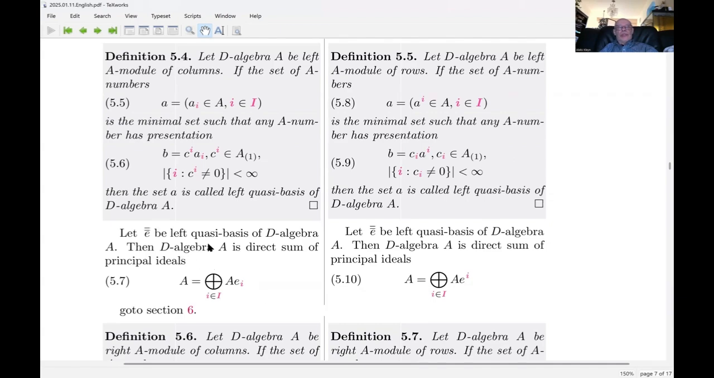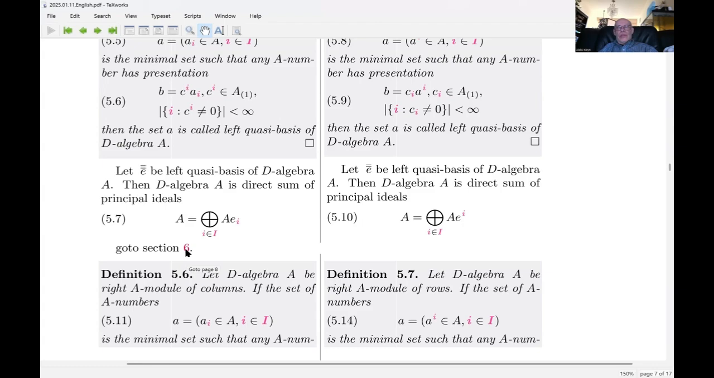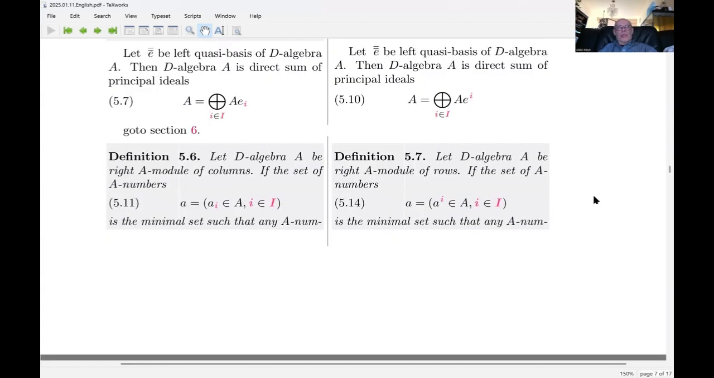Let E be a left quasi-basis of the algebra A, then the algebra A is a direct sum of principal ideals (5.7). We can give a similar definition for the right algebra.